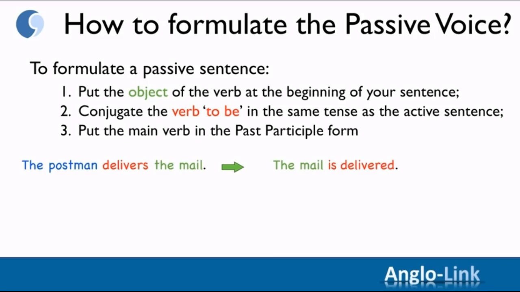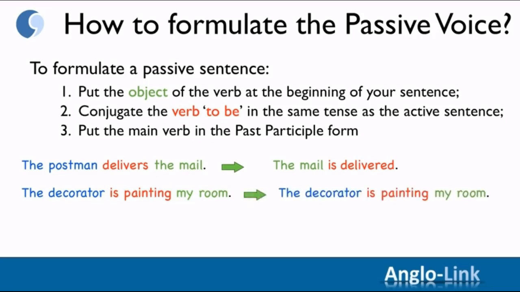Let's look at another example. The decorator is painting my room. Here is the active sentence. Get rid of the subject. Put the object at the beginning. The tense is present continuous, so conjugate the verb to be in the present continuous tense, is being, and change to painted. My room is being painted.